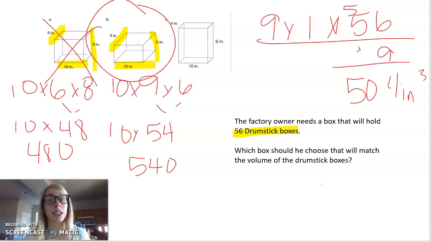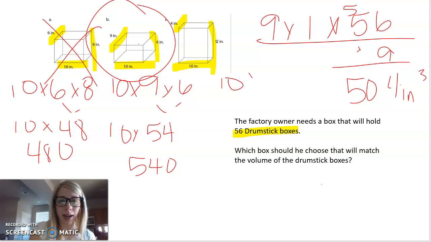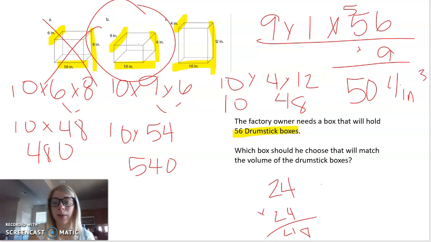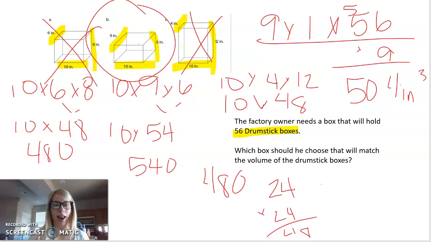Just to make sure that C doesn't work, let's go through it. Length times width times height. 10 times 4 times 12. I know that 12 times 4 is 48. How I did that in my head is I knew that 24 and then 2 of 24 because that's 4 of 12. I know that that's 48. That's how I got that. And multiplied by 10. And I'm just going to do 48 times 1 because that's 48 adding my 0. So this one will not work either because it's not at least 504 or bigger. So that was easy to find. We know that box B has a volume large enough to hold 56 drumsticks.